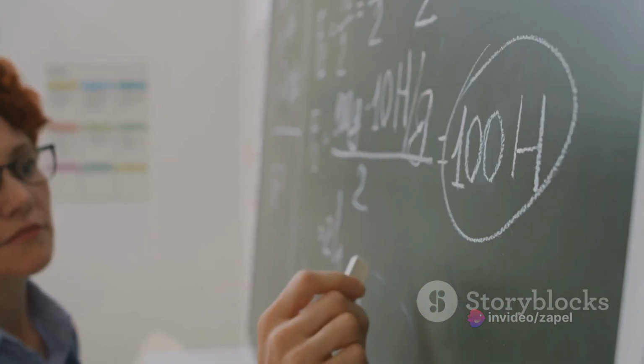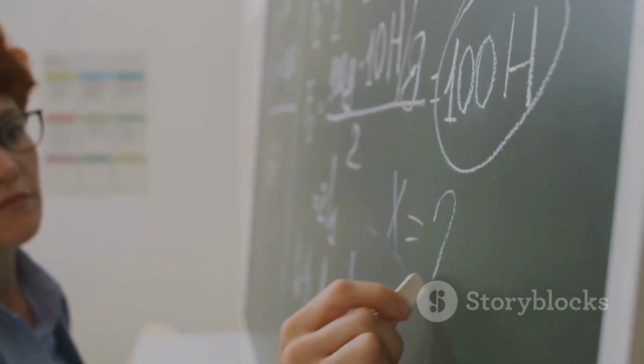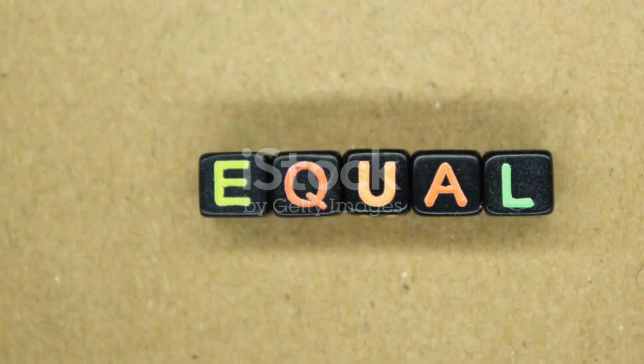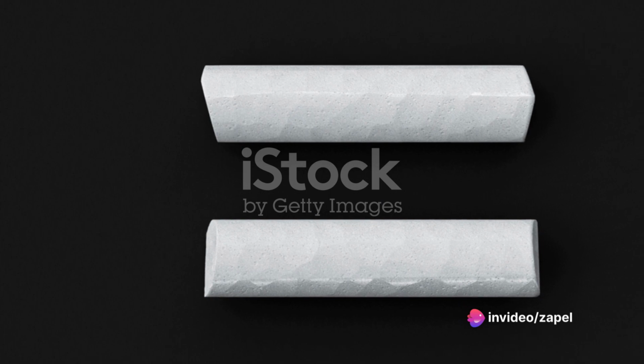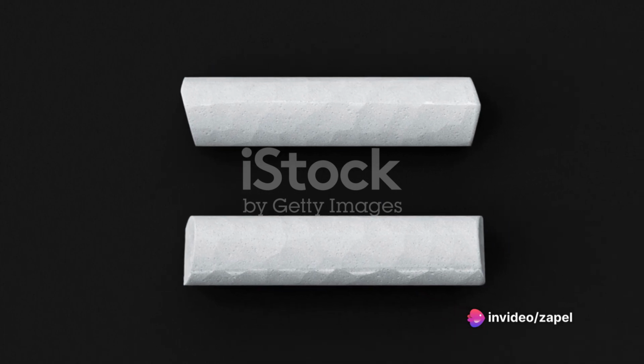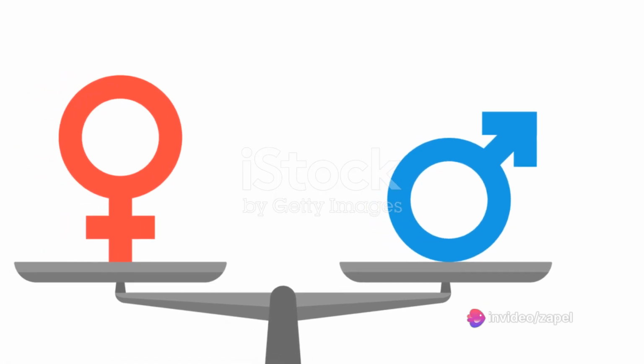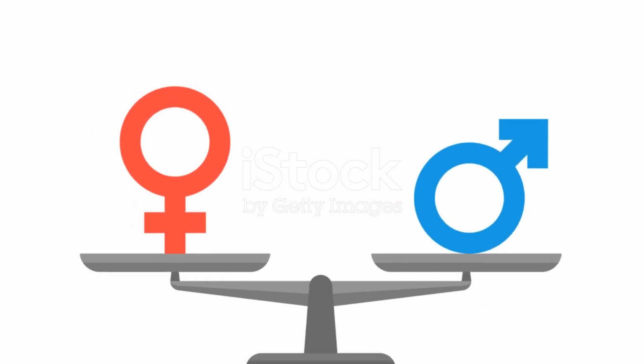Second, we have the equal sign. It's a familiar symbol that we use to establish equality between two ratios. Let's take an example here. 2/6 equals 4/12. This proportion communicates that the ratio of 2 to 6 is equivalent to the ratio of 4 to 12.